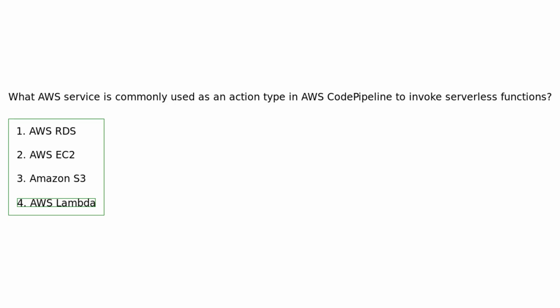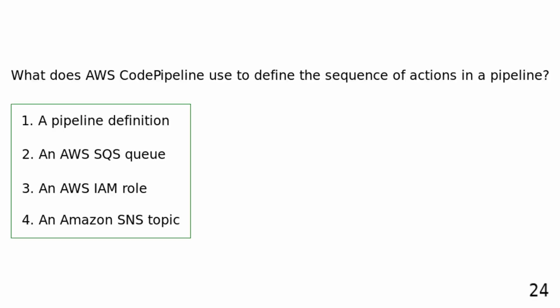pipeline's automated processes. What does AWS CodePipeline use to define the sequence of actions in a pipeline? A pipeline definition. An AWS SQS queue. An AWS IAM role. An Amazon SNS topic.